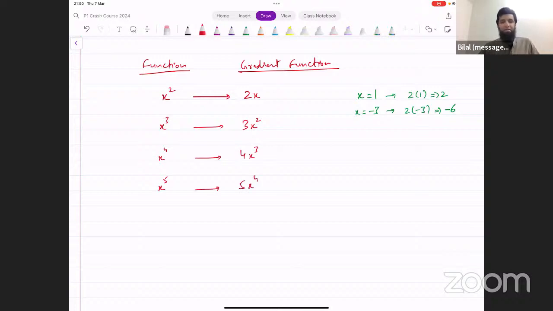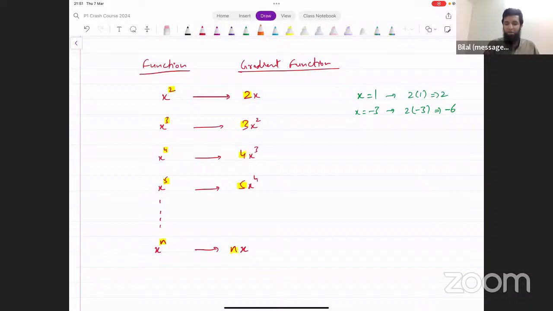And looking at these results, you basically get a general rule out of this. If you had x raised to power n, as in anything as the power of n, you see the pattern here? Whatever number you have in the power, that number is multiplying there. So we say it should be n times x. So that number is multiplying.